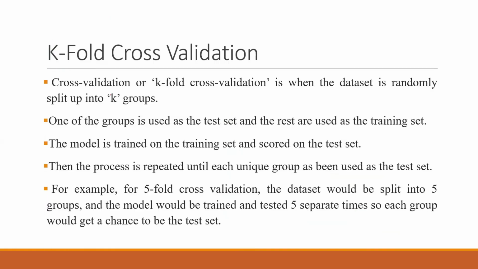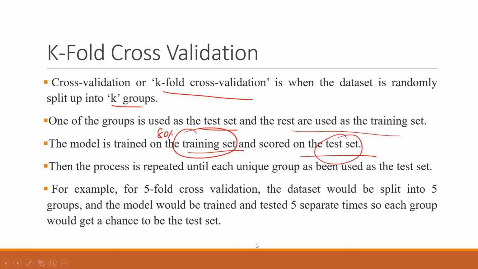So k-fold cross validation is when the dataset is randomly split into k groups. One of the groups is selected as the test set, and the rest are used as the training set. The model is trained on the training set and scored on the test set. So 80% of the data every time is used for training, and the remaining 20% is tested. That's how we are getting the values, and I've explained the other points.